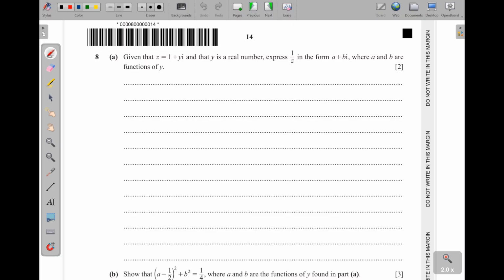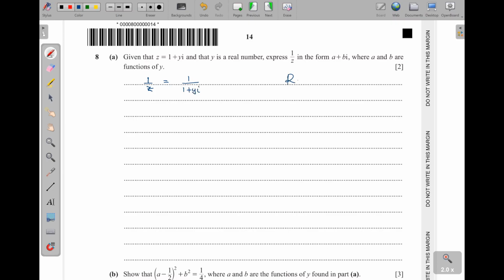Question 8, part A, this one is coming from complex numbers. Given that z is equal to 1 plus yi and that y is a real number, express 1 over z in the form a plus bi, where a and b are functions of y. So 1 over z is going to be equal to 1 over 1 plus yi.